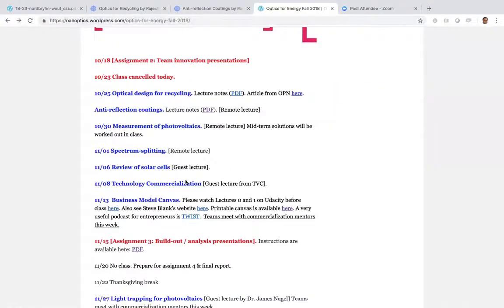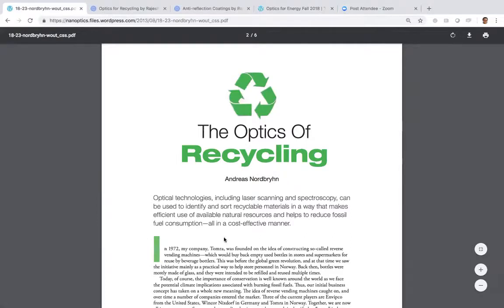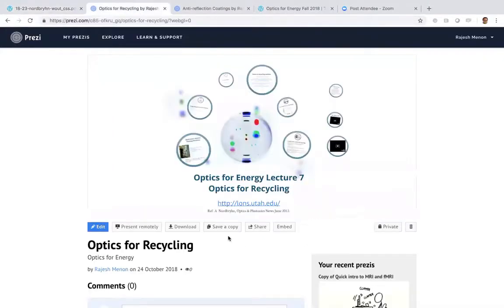Okay, so today's lecture we're going to talk about something a little bit different than normal: optical design for recycling. It's based on an article from Optics and Photonics News, which is available at this link. The article is called "The Optics of Recycling." It's a really interesting article, and this is really for your information. It's a very useful topic. We can spend a whole class studying this, but of course we'll only touch on very, very basic ideas. I should also point out the person who wrote this article is the founder of a company based in Norway, which builds these systems. So it's actually a real world example. Let's jump right in.